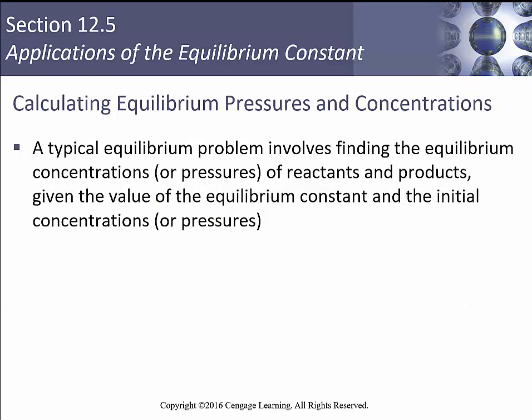A typical equilibrium problem involves finding the equilibrium concentrations or pressures of the reactants and products given the value of the equilibrium constant and the initial concentrations. There is, of course, an easier one: here is a series of concentrations or pressures, the system is at equilibrium, calculate K. Then it's just products over reactants, right? That's pretty easy. Nobody ever has problems with that. You got your balanced chemical equation, you got your expression for K, products over reactants, you plug it in, you get the number. The harder one is what's going to happen if you're given a K and some concentrations. How are you going to calculate that?